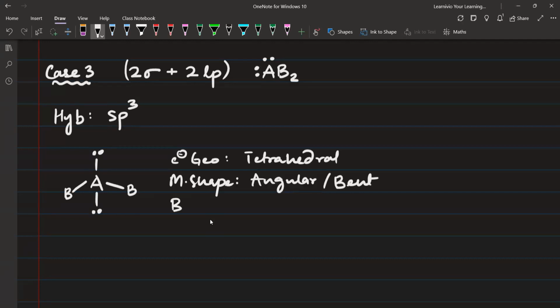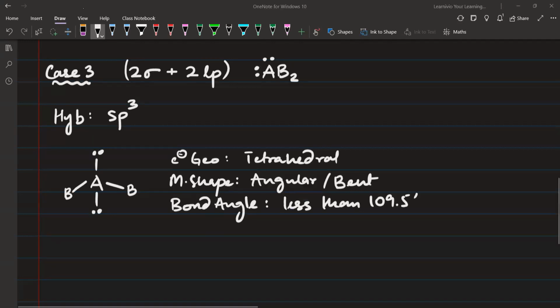Fine. The bond angle will be obviously what? Less than 109.5 and even less than 107 degrees, right? Because 107 degrees was the bond angle when there was only one lone pair. In this case, we are having 2 lone pairs, so they will be doing more repulsion and they will be decreasing the bond angle of the molecule. The example in this case is our water molecule, H2O.